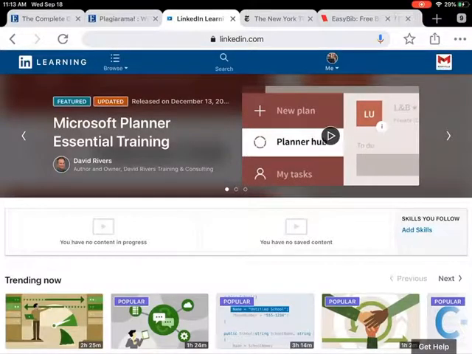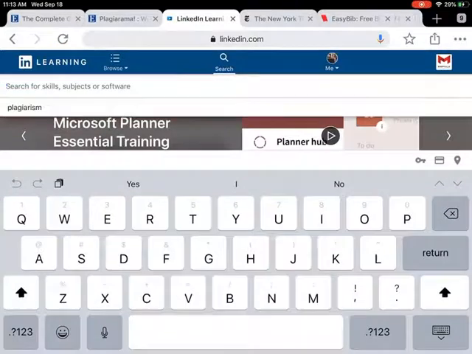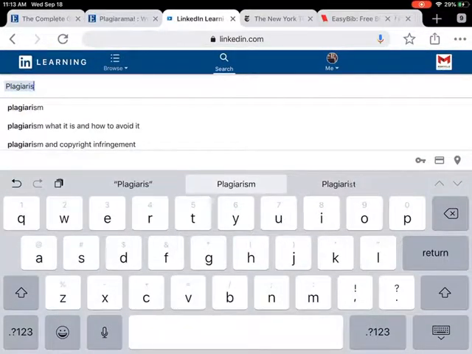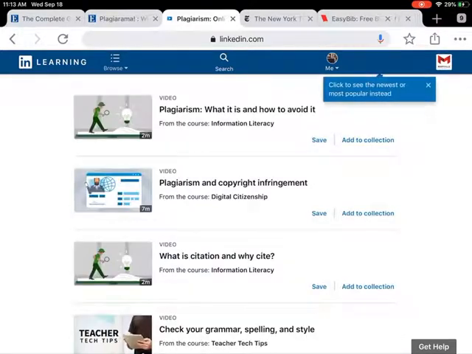You'll have a separate link that will also be uploaded that you'll need to make an account, but what's helpful for LinkedIn Learning is that you're going to be able to find training videos, articles, and tutorials about a number of key tasks, skills, and things that will be important for the workplace, including some work with plagiarism. You can find examples of what it is and how to avoid it, how plagiarism matches with copyright infringement, the importance of citations, the importance of checking your grammar, spelling, and style. All of these are going to be quick, easy, informative videos to help understand the nature of plagiarism.